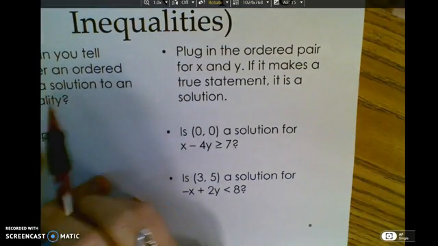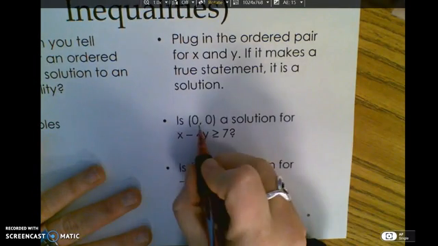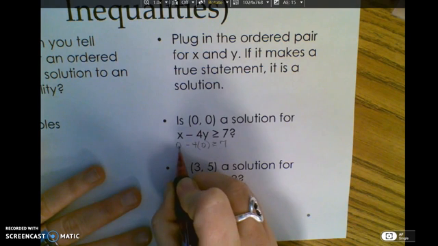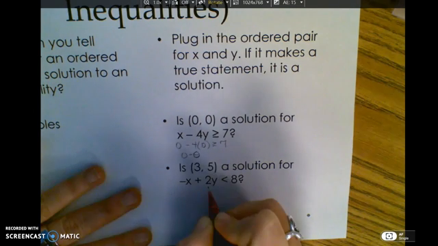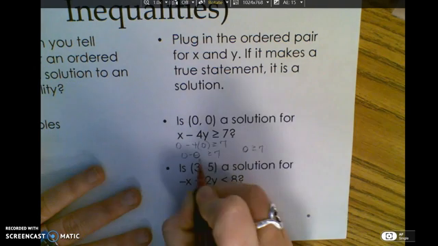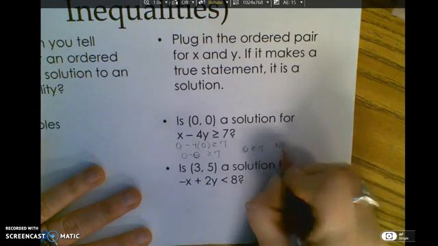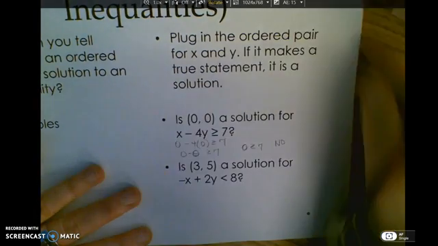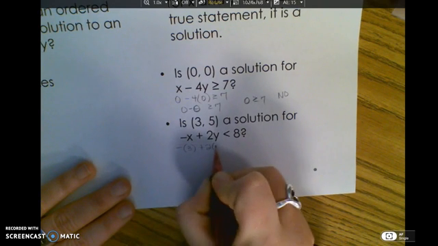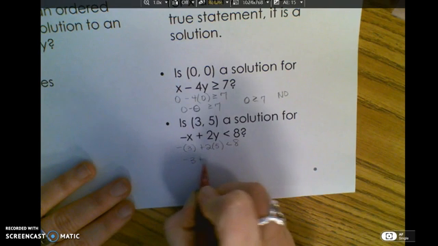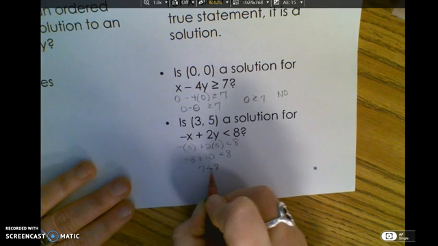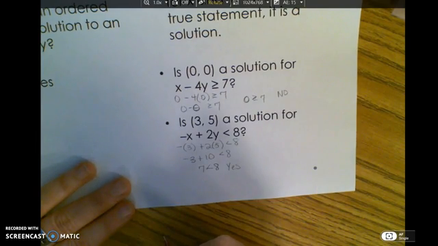Here, how do I know if an ordered pair is a solution? Couple of ways. One is I can plug this in. Plug in 0 for x, plug in 0 for y. 4 times 0 is 0, 0 minus 0 is just 0. So is 0 greater than 7? No, it's not. So this is not a solution. They ask right here, is 3, 5 a solution? So where I see x, I'm going to plug in a 3. Where I see y, I'll plug in a 5. This is negative 3 plus 10. And 10 minus 3 is 7. Is 7 less than 8? Yes.